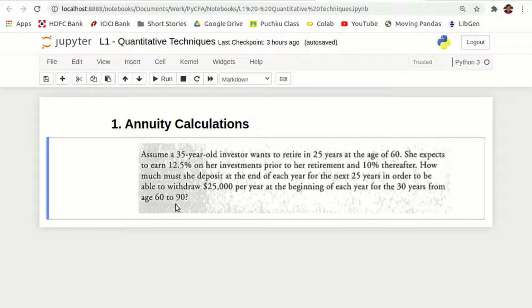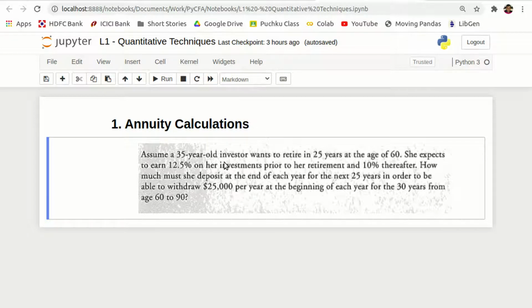Hello everyone, today I'm going to try to solve a time value of money problem. This is related to the problem of annuities. Annuities are difficult to visualize, and I'm going to try to use Python and a Jupyter notebook to do it. So on to the problem.